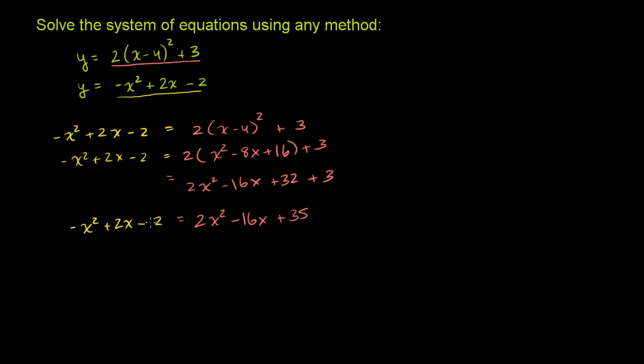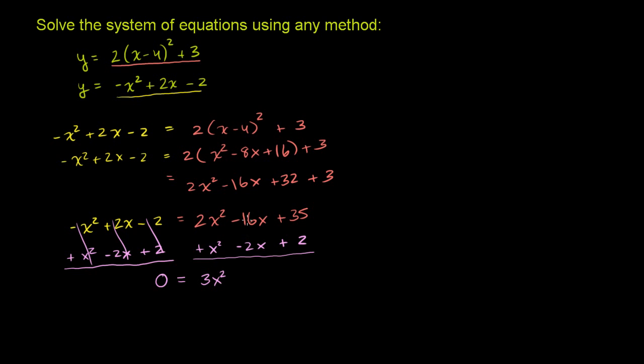And now let's get rid of this whole thing from the left-hand side all at once. We could do it in one step. We're going to add x squared to both sides, subtract 2x from both sides, and add 2 to both sides. And we will get, on the left-hand side, those cancel out. You're left with 0 is equal to 2x squared plus x squared, which is 3x squared, negative 16x minus 2x is negative 18x, and then 35 plus 2 is 37, plus 37.